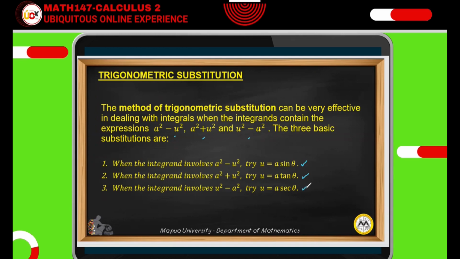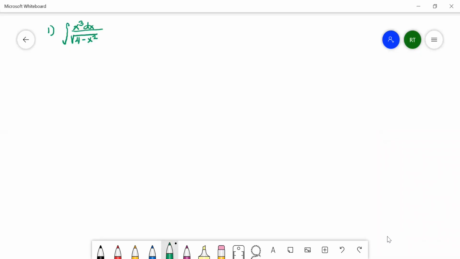We are going to illustrate trigonometric substitution by using examples that are given here in the lecture notes, but we are going to discuss the solution of the integrals on the whiteboard. I'm going to unshare this now, and let us consider evaluating the integral of x cubed dx over the square root of 4 minus x squared.